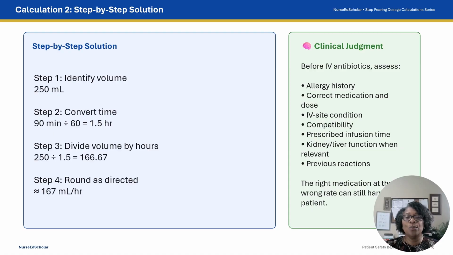All right. So what is ordered? 250 milliliters in 90 minutes. So we know that the volume is 250 milliliters. So that's going to go in your numerator, right? But what goes in the denominator is hours, because we are solving for milliliters an hour. Do the units match? No, because right now you have milliliters a minute, but we don't want that. We want milliliters an hour, right?